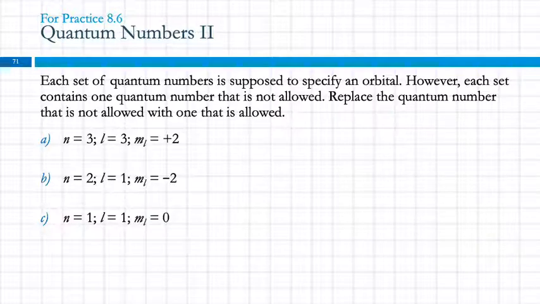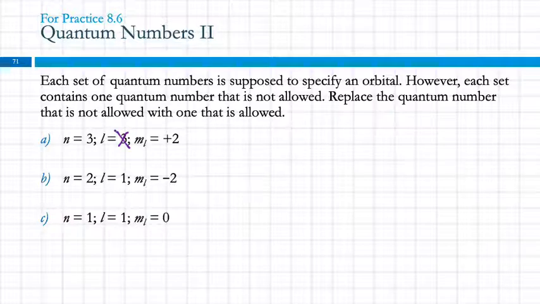So could n equal 3? Could there be a 3rd floor in the hotel? Sure. If we're on the 3rd floor, could we have a room that's L equals 3? No. Because there's 3 rooms on the 3rd floor, and they go 0, 1, 2. So this isn't possible. Now there's just 1 that we're supposed to fix.